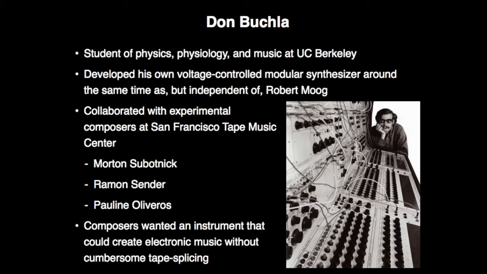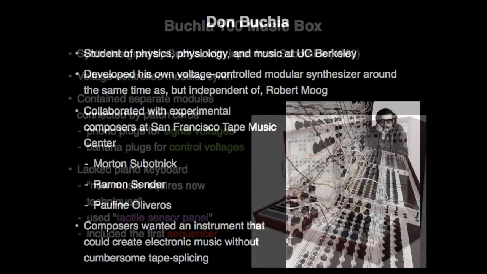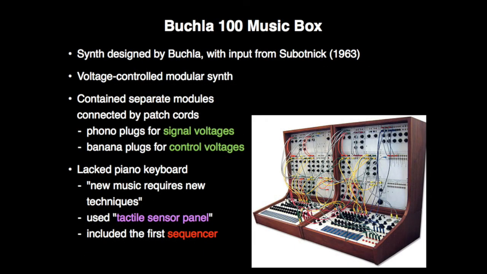Morton Subotnick recorded a really important piece of music we'll look at next week called Silver Apples of the Moon. And if you're familiar with the composer Pauline Oliveros, who's one of my favorites, a lot of her early electronic music was recorded on the Buchla synthesizers. Buchla's first instrument was called the Buchla 100 Music Box. This was a synthesizer designed by Buchla with some input from Subotnick and some of the other composers he was working with.